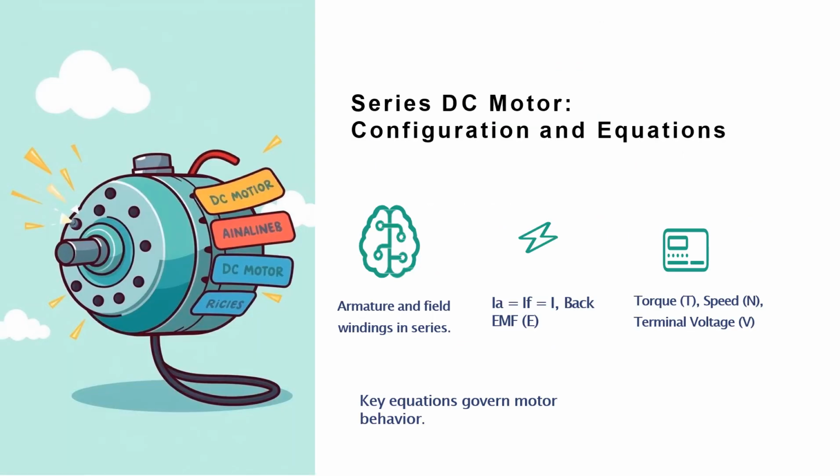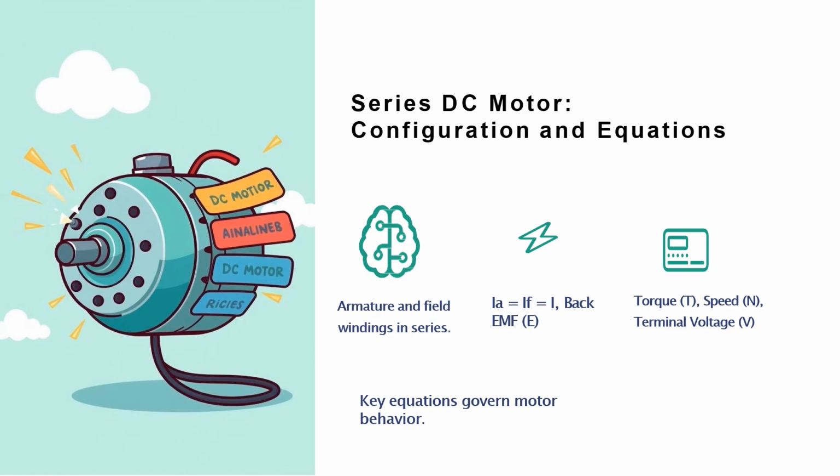Now coming to the next slide, our attention is now on the DC series motor. Unlike the separately excited motor, the series motor has its armature and field windings connected in series. This means the same current flows through both the armature and the field winding, leading to some unique characteristics.